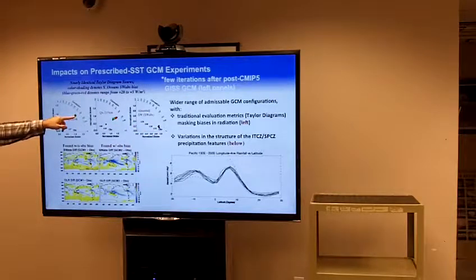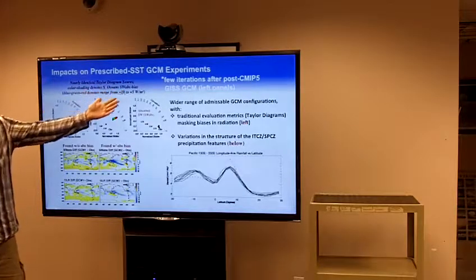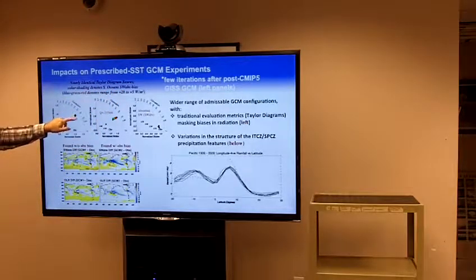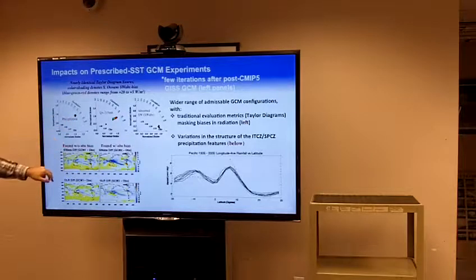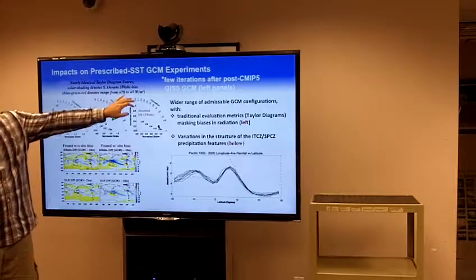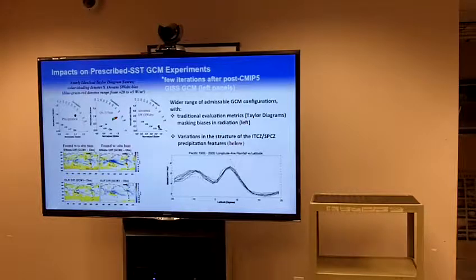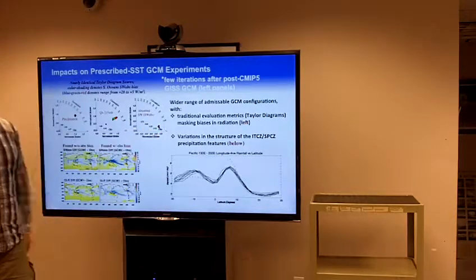But then if I color coded them according to regional bias, say the Southern Ocean's shortwave bias, they were all different, where you could have biases ranging from plus 20 watts per meter squared to plus 5. So we found that there were a lot of new model configurations that looked good in Taylor diagrams, but then had huge regional radiation biases that just were not depicted well in a Taylor diagram.